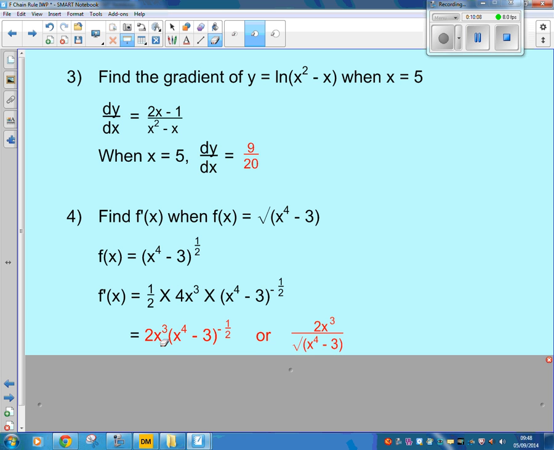So just look at that again. The 2x cubed is 2x cubed over 1, so that's on the top. And then here, this is the square root of the x to the 4 minus 3, but because it's a negative power there, you need to say 1 over it, so that's why it goes on the bottom. So that's your answer there.